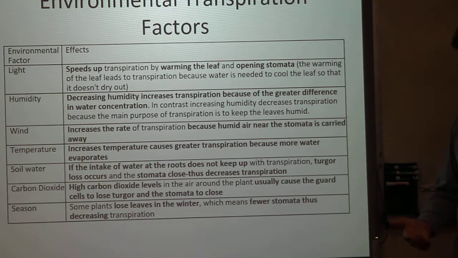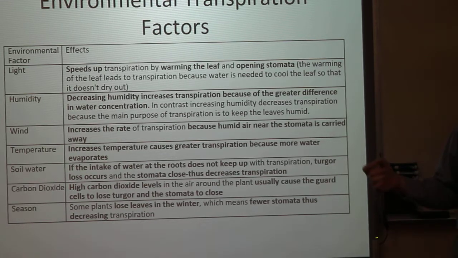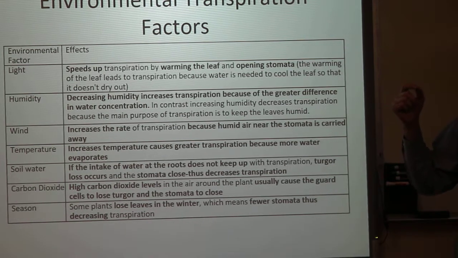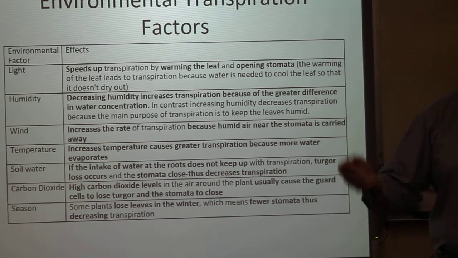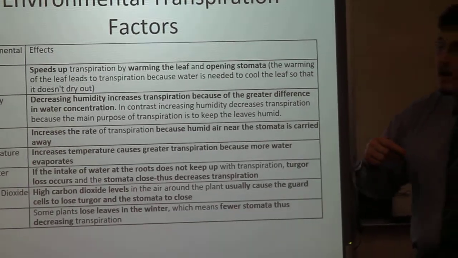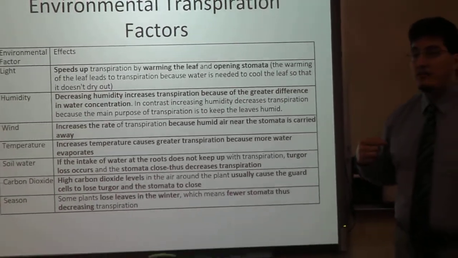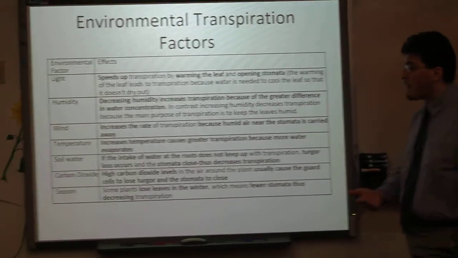High levels of carbon dioxide in the air are usually going to cause guard cells at the stomata to close, and that will decrease the rate of transpiration. So high levels of carbon dioxide in the atmosphere will actually decrease rates of transpiration. This is possibly a protective factor against forest fires, which would very easily dry out the plant.